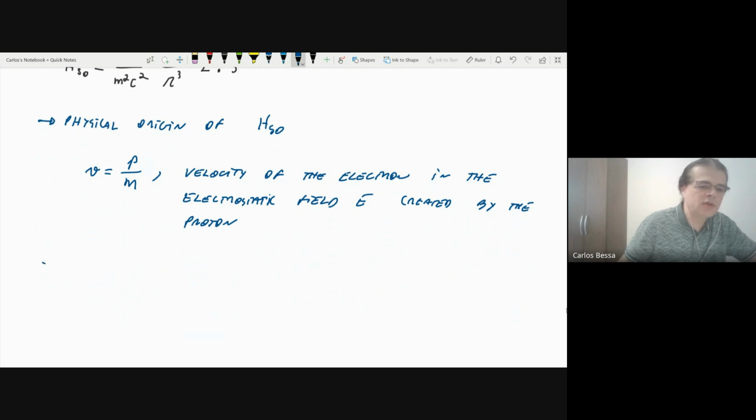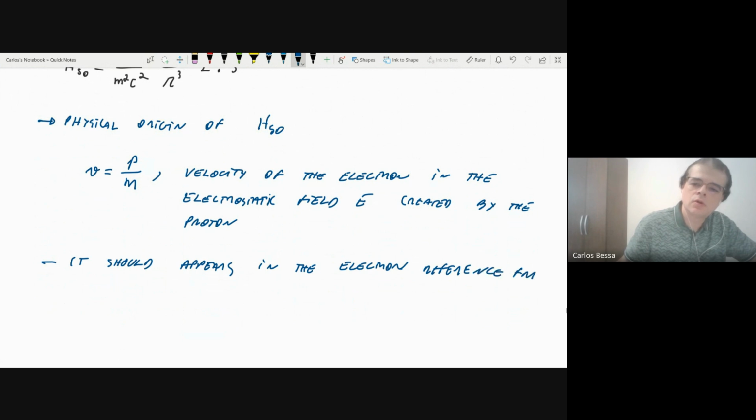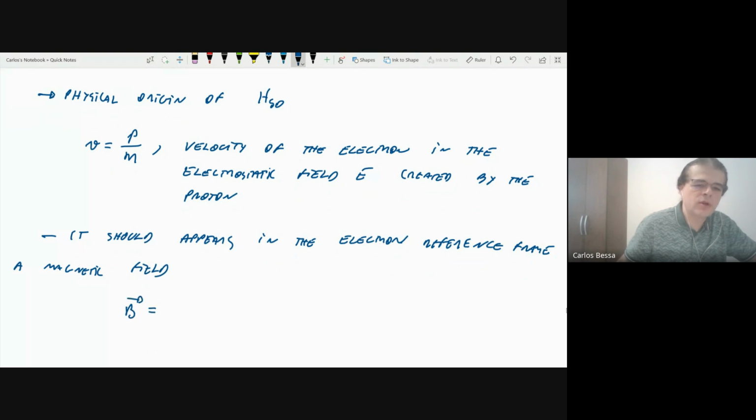Okay, and special relativity says that in general, in the electron reference frame a magnetic field should appear, that we know is related to the velocity and the electric field in this way.